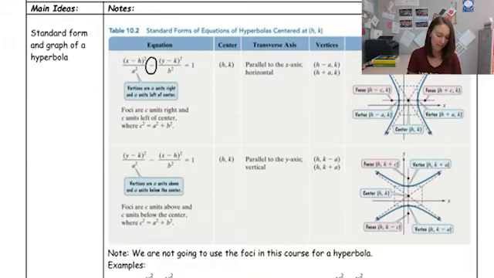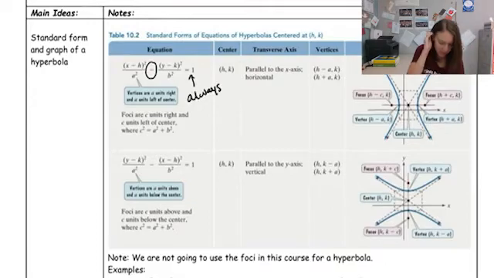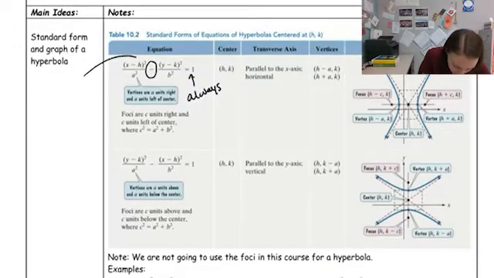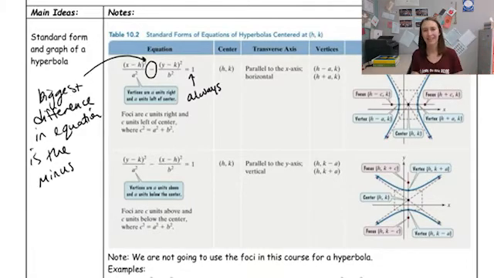So we still have the x minus h squared over a squared. We have the y minus k squared over b squared. It always equals 1. And so a lot of this is the same. We have the same center, same way to get away from our center, but the biggest difference in the equation is the minus subtraction sign. So look for that. If there's a subtraction sign, then it's going to be a hyperbola and not an ellipse.